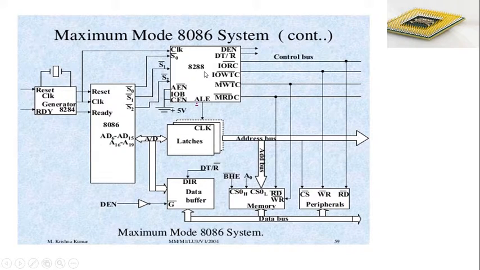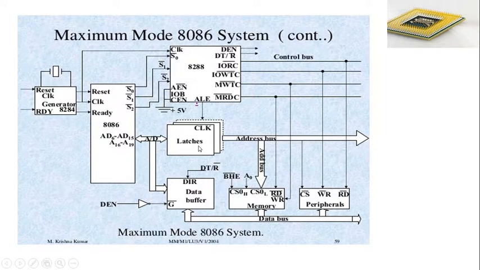This 8288 generates certain control signals like IORC, IOWC, MWTC, MRDC, etc. These control signals are generated for IO activities and memory access activities, and these signals are generated by decoding the value available through the S0, S1 and S2 status pins. Also, this 8288 bus controller unit generates the ALE signal, or the address latch enable signal, in order to activate these address latches.